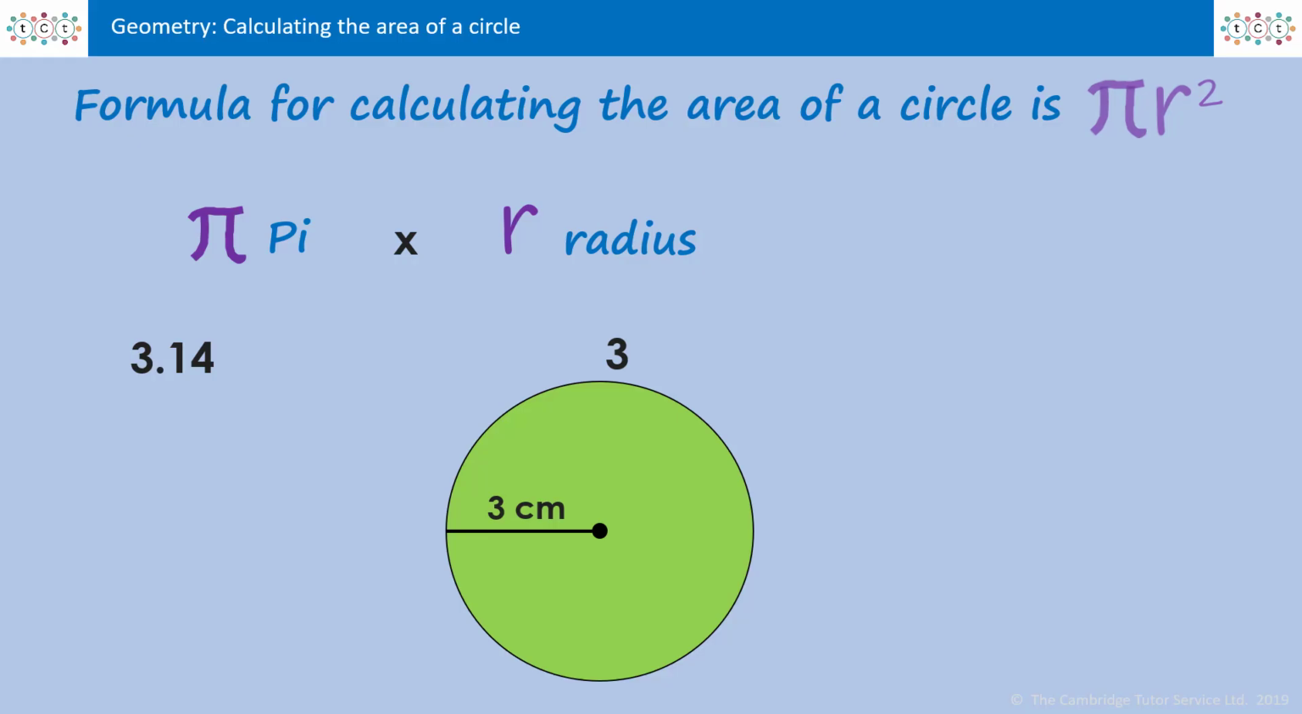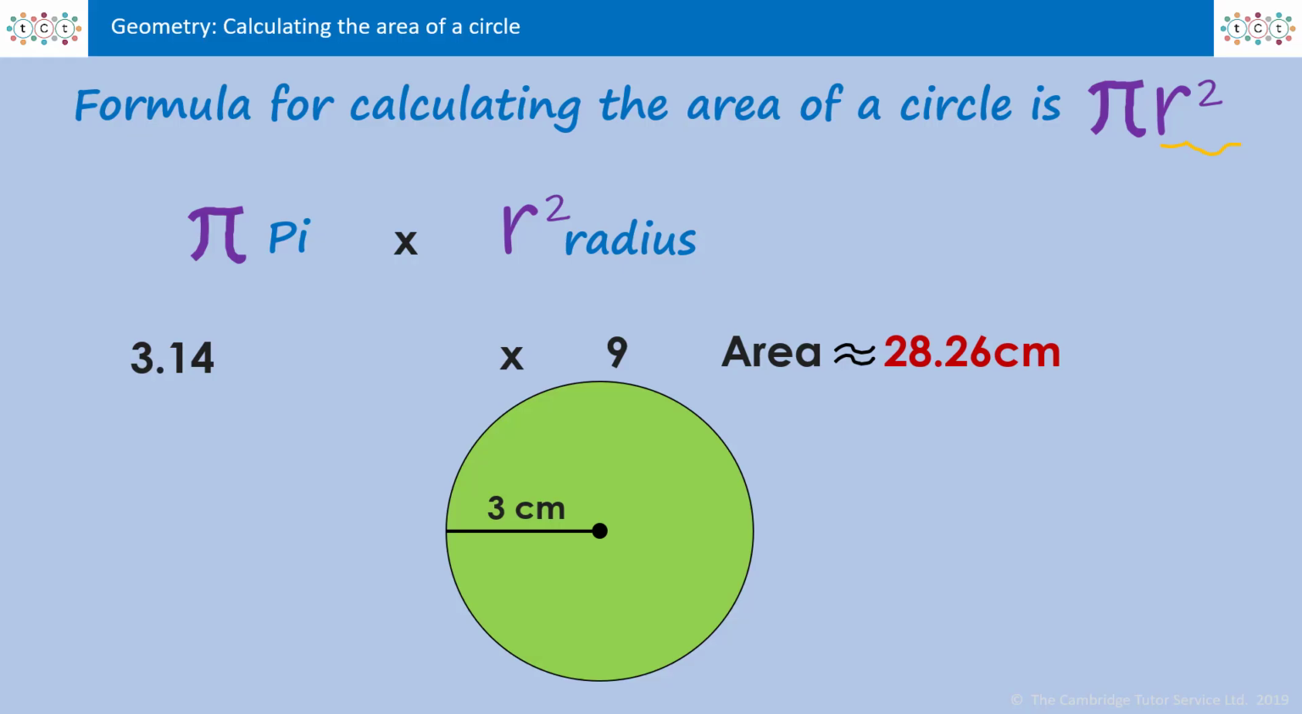But looking back at that formula, you'll notice that the radius has a little squared, a power of 2. And if you remember BIDMAS from the calculation section, we have to do the square first before we multiply the radius by pi. So we have to square the radius. 3 squared is 9. So the calculation we're working with is pi, 3.14, times by 9, which is the radius squared.